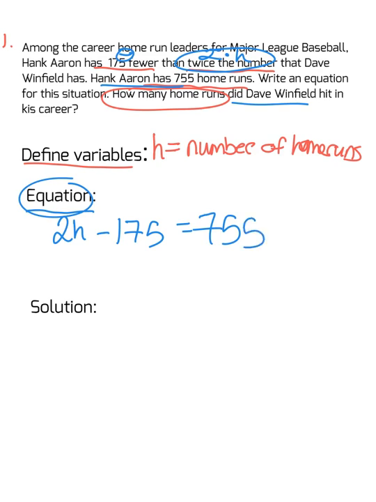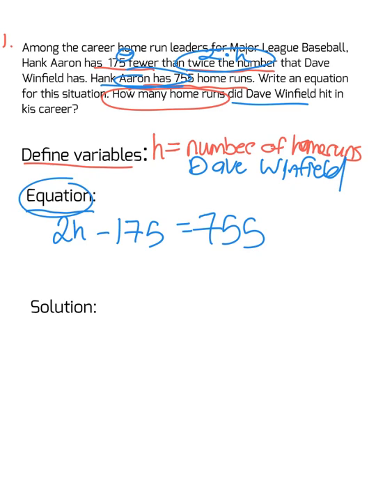Let me break this down one more time. This 2H stands for twice the number of home runs that Dave Winfield has. We said H stands for the number of home runs, let me clarify, for Dave Winfield. That's our unknown. And Hank Aaron has 175 less than that, so that's where the minus 175 comes from. It equals the total number that Hank Aaron has, which they gave us was 755. So this is our equation, and now we want to solve.